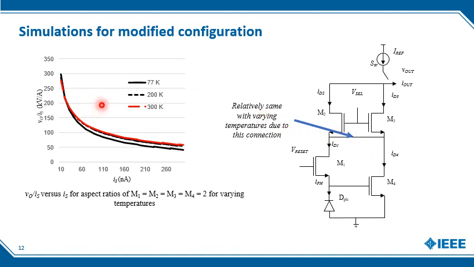The most important thing is that, due to the short in the modified configuration, we found that the temperature variation does not play a huge role. This makes this configuration for colder temperatures than room temperature relatively stable with the output.